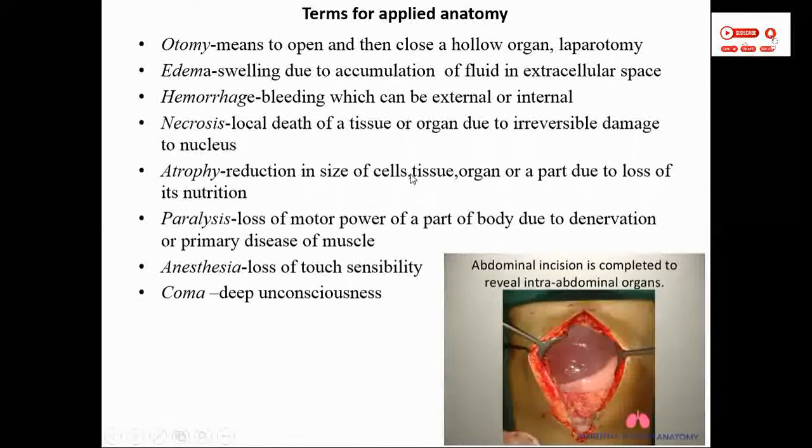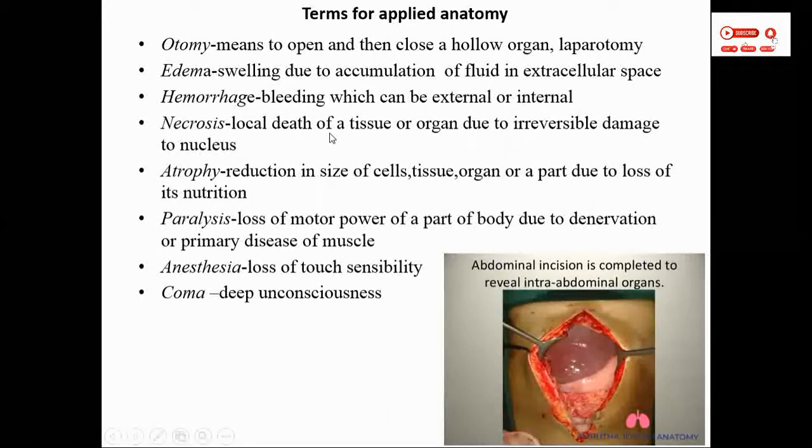Again, some terms. Otomy means to open and then close a hollow organ. Laparotomy. So we can see here an abdominal incision has been made to show some structures. Edema is a swelling due to accumulation of fluid in extracellular space. So it can happen due to different reasons. Basically, edema is a swelling. Hemorrhage. This is bleeding. It can be external or internal. External bleeding can be seen, but internal bleeding cannot be seen. It is in the visceral organs usually.